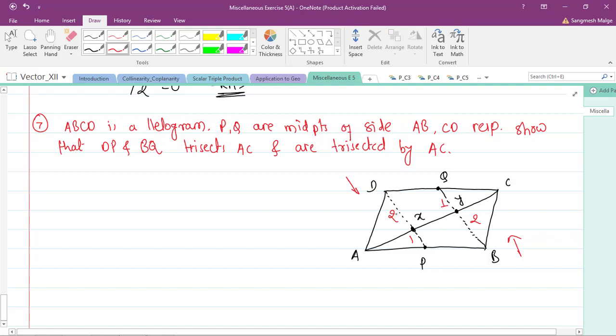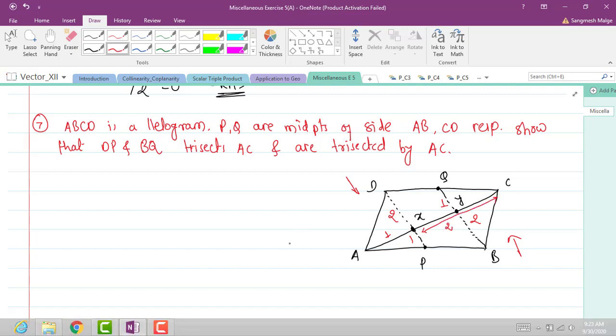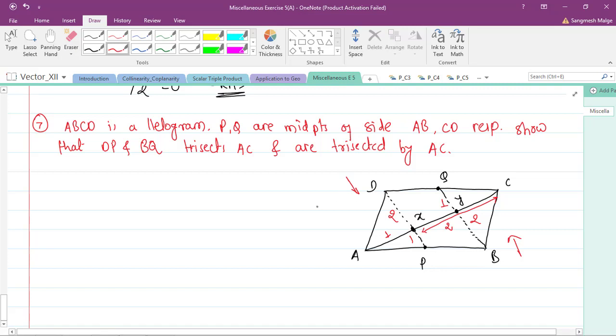Okay. Now the first statement shows that DP and BQ trisect AC. So DP also trisects AC means what? This part is 1 and this whole remaining part is equal to 2. This they have also given. And for BQ, the same case.